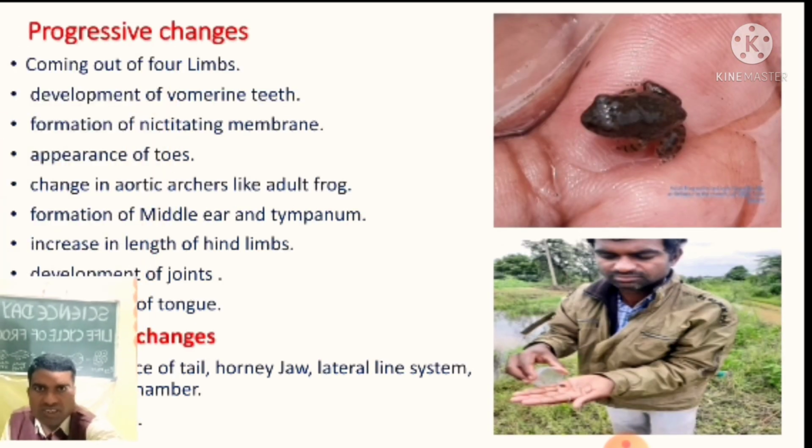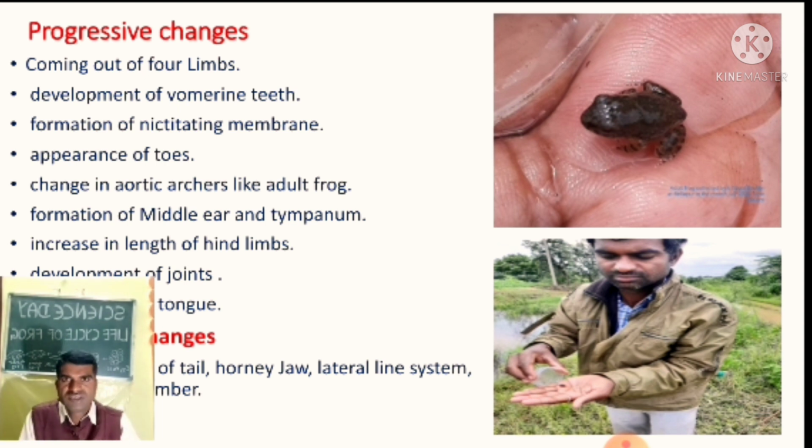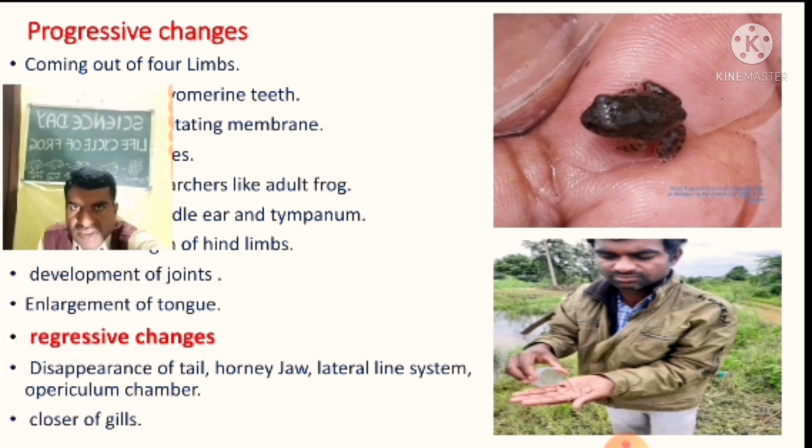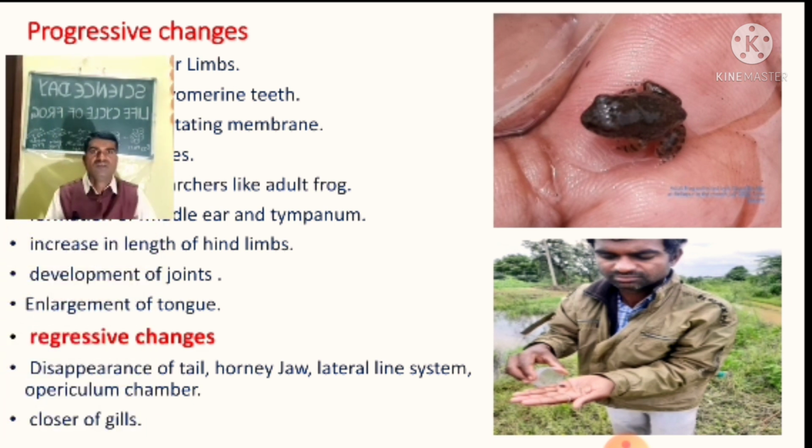And somewhat changes. The changes is called as a progressive changes. What is the progressive changes here? Coming out of forelimbs and development of vomerine teeth, formation of nictitating membrane around the eyes, and appearance of toes, change in otic arches like adult frog, formation of middle ear and tympanum, increase in length of hind limbs, development of joints, and last point, that is the enlargement of tongue. So this is the progressive changes.